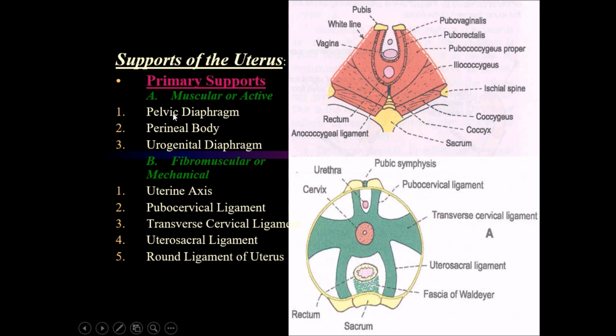The muscular will be the pelvic diaphragm, which you can see here, then the perineal body, then the urogenital diaphragm deep inside. The fibromuscular will be the pubocervical ligament in the front, the transverse cervical ligament on the sides, and the uterosacral ligament behind. Apart from that, the round ligament is also there, and the uterine axis itself is very important for the support of the uterus.